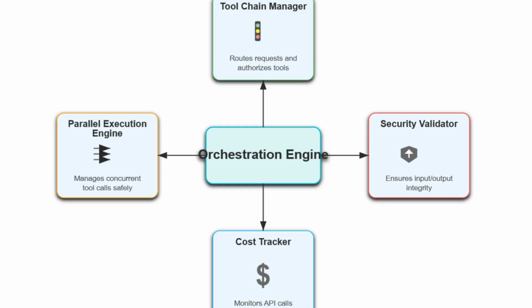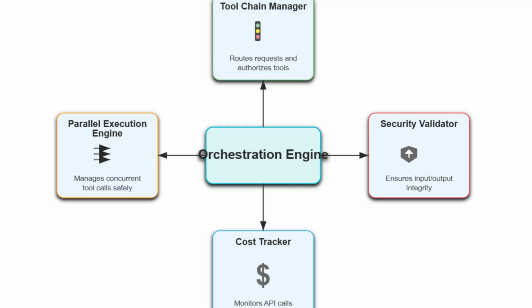Next, we have the parallel execution engine. This is where the magic of concurrency happens. It manages multiple tool calls simultaneously, but critically, it does so with resource limits. Just like Stripe handles thousands of payments, this engine ensures safe concurrent operations without overwhelming your system.